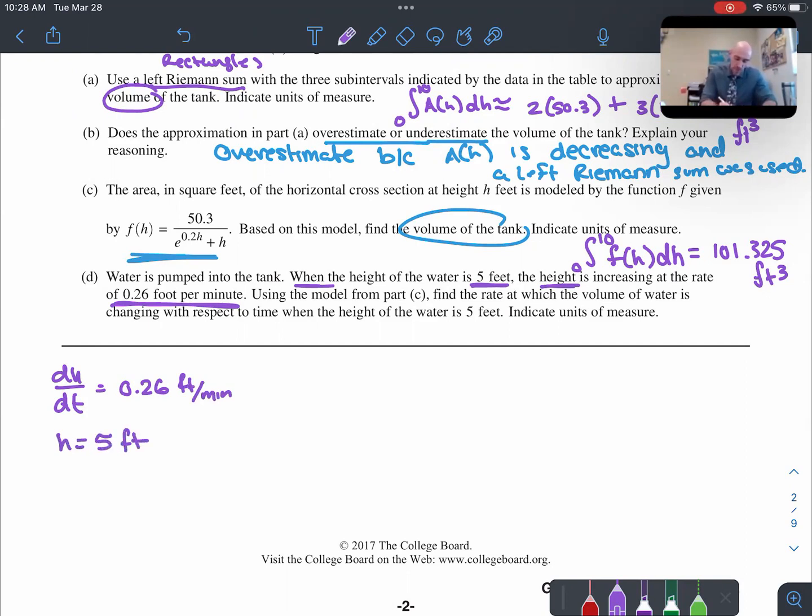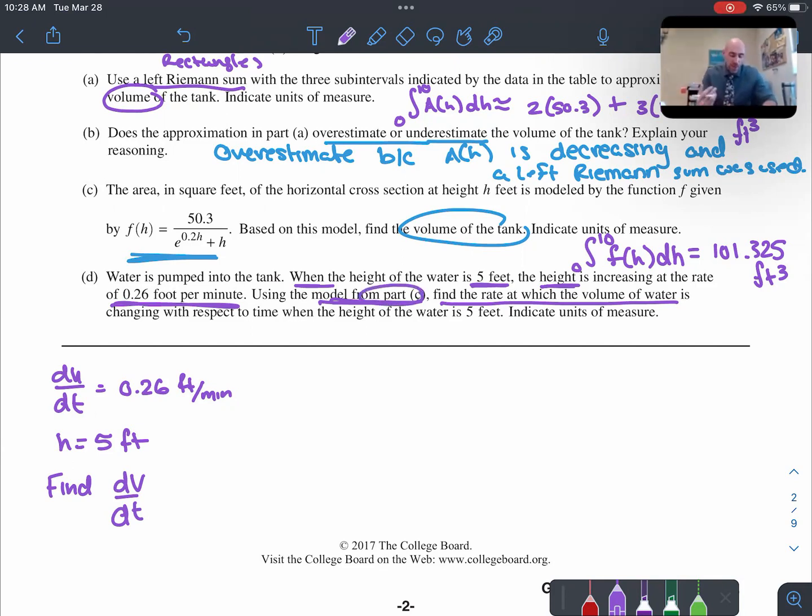Using the model from part C. Now that's an important piece because that's something that we need to use here. Find the rate at which the volume of the water is changing with respect to time when the water is 5 feet. So we actually want to find the rate of the volume of the water. So we want to find dV over dt at that time. So we need an equation. They want us to use the model from part C.